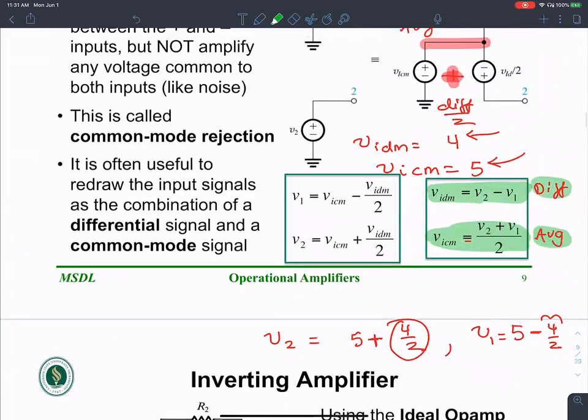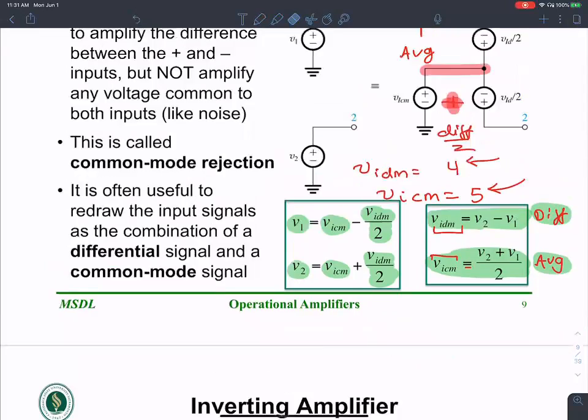One voltage is average minus difference over 2. The other voltage is average plus difference over 2. So it's a rearrangement of these numbers and nothing else. It's useful to think of the inputs and outputs in terms of the differential mode and common mode, and we'll come back to talking about that later. Questions so far, please?